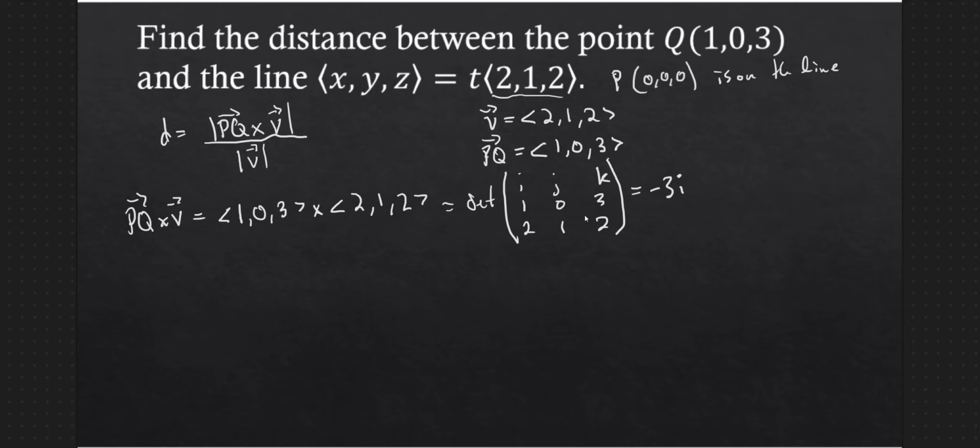That's negative 4, but then the j is negative, so this is going to be plus 4j. Remember, you always flip the j term when you're expanding along the first row. And then for the k term, I have 1, 1, 0, 2, so 1 times 1 is 1, minus 0, that's 1, so this is just plus k. I'll write that in vector form, (-3, 4, 1). So that's my cross product.